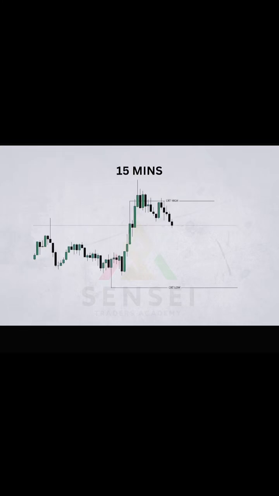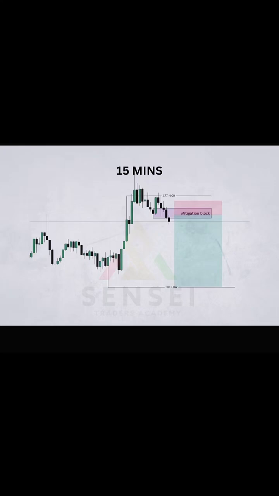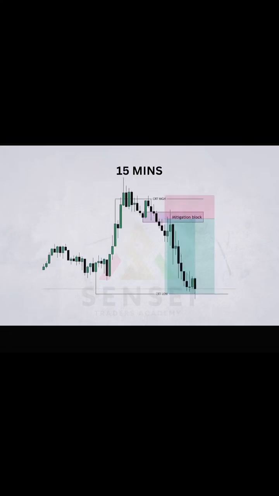And here we can see a mitigation block as well as a fair value gap. The setup is simple. Enter at the fair value gap. Place your stop loss just above the swing high, and set your target at the CRT low. And as you can see, price moved beautifully right into the CRT low.